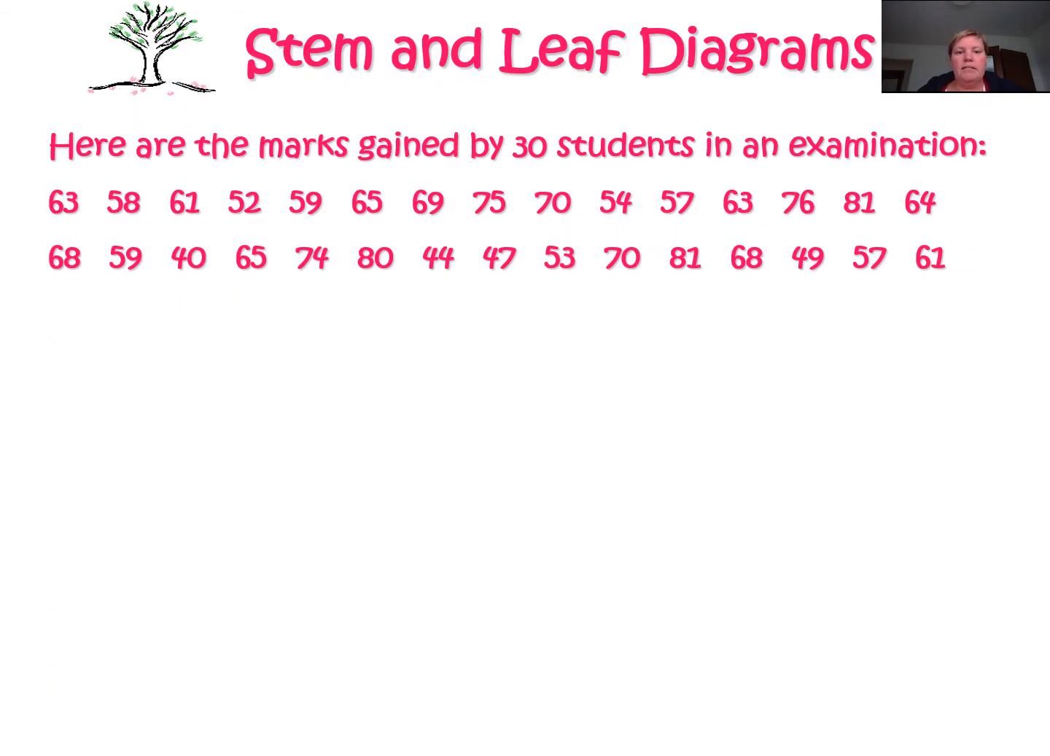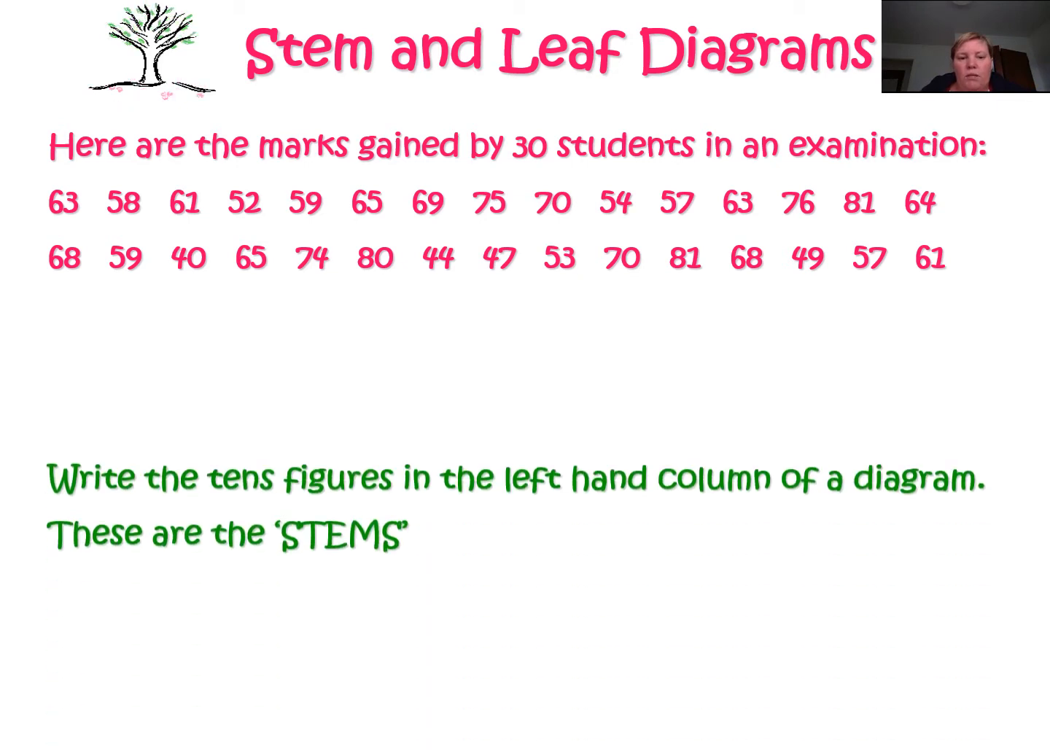Here's some data. This is some marks. Oh, we don't do marks anymore, but anyway, marks are gained by 30 students in an examination. So if you count the number of pieces of data here, there should be 30. The piece we're going to put in the stem is actually the tens. So the 60 of the 63 or the 50 of the 58. So let's do that. Now I can see the smallest piece of data here, I think, is the 40. So I'm going to have to start with 40 at the bottom. There we go.